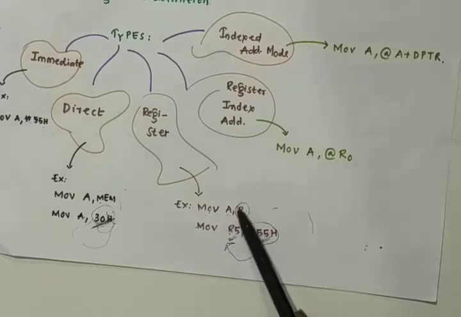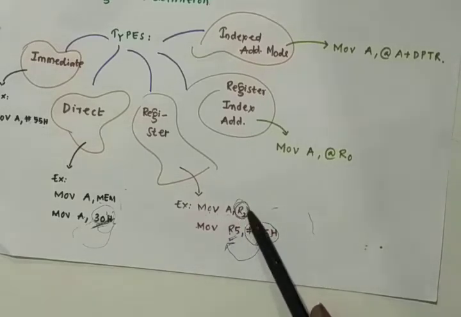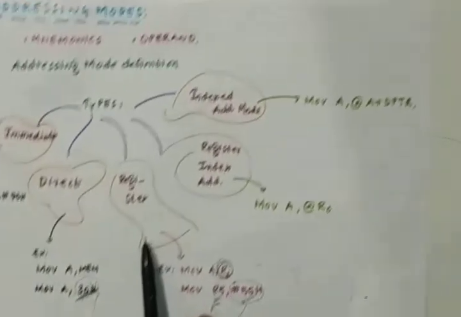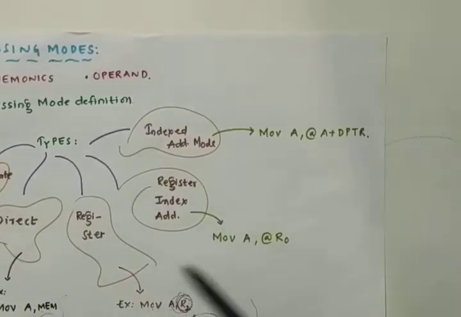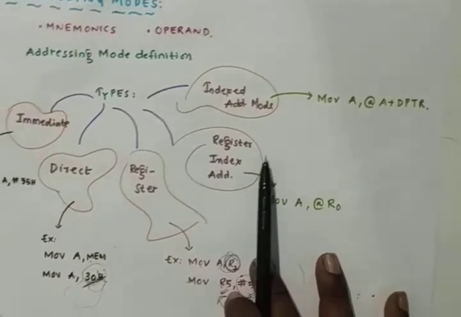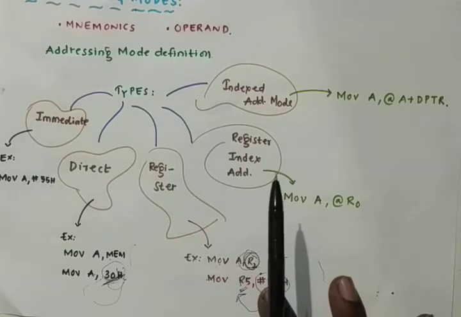That means the content which is there in register R2 will move to the accumulator register. This is called the register addressing mode. The next one is the register indirect addressing mode.